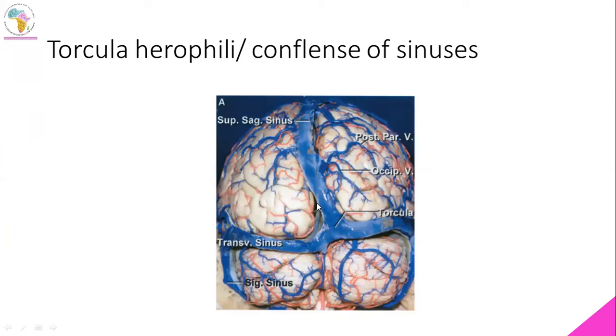Usually, the superior sinus can have different drainage. Sometimes it has equal drainage to both transverse sinuses, or it can have dominant drainage to one of them. But in most cases, it has a dominant drainage to the right side. So the superior sinus, in most cases, has dominant drainage to the right transverse sinus.